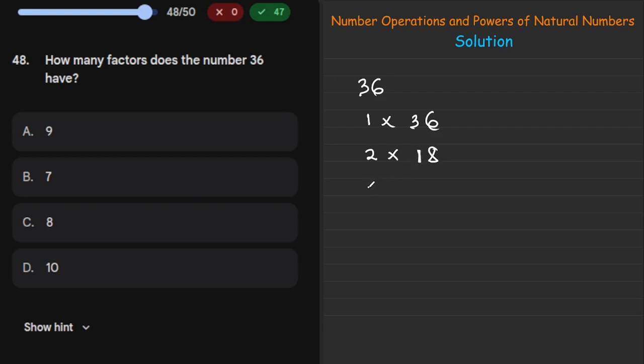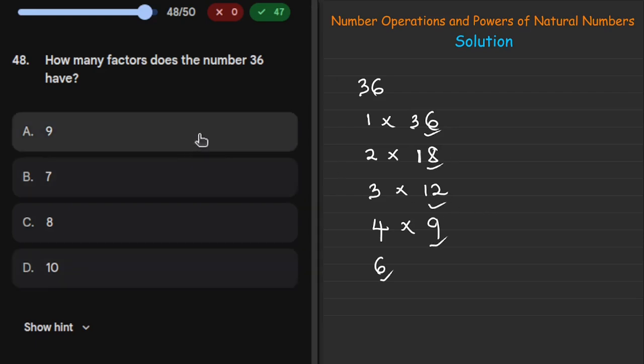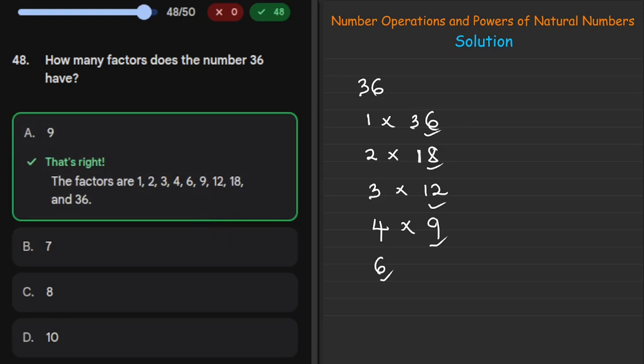Then we have 3 times 12. And then we also have 4 times 9. Easy. And then finally, we have 6 times 6. So there's no need repeating the 6. So for the factors: 1, 2, 3, 4, 5, 6, 7, 8, 9. So there are 9 factors of 36.